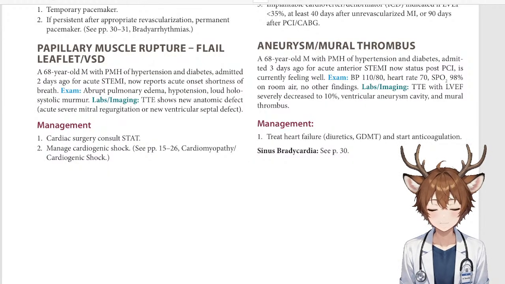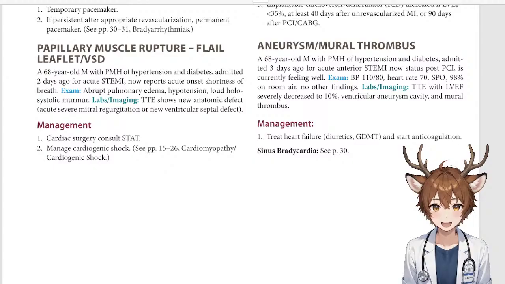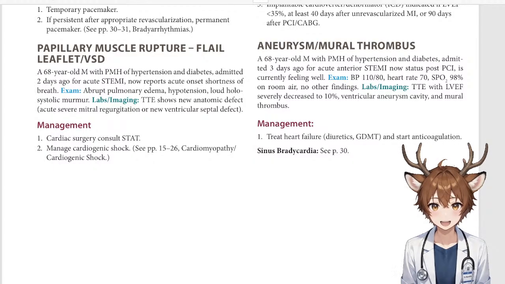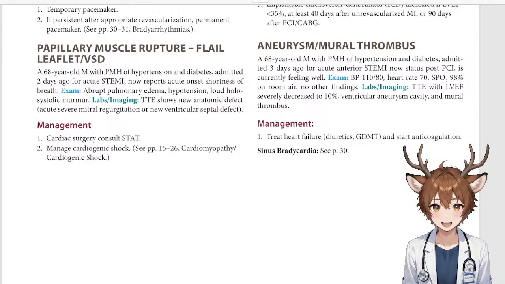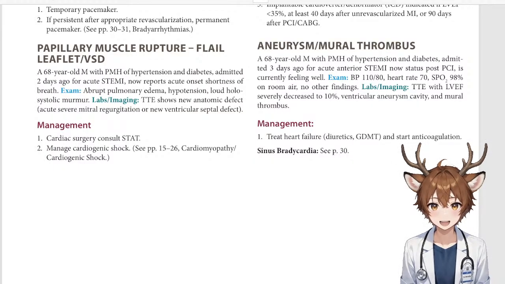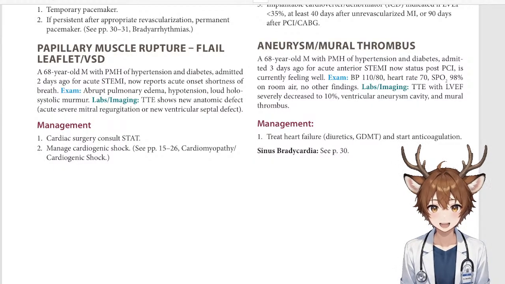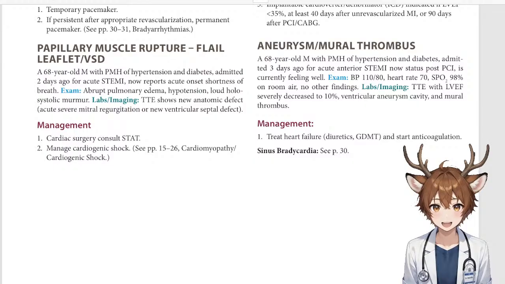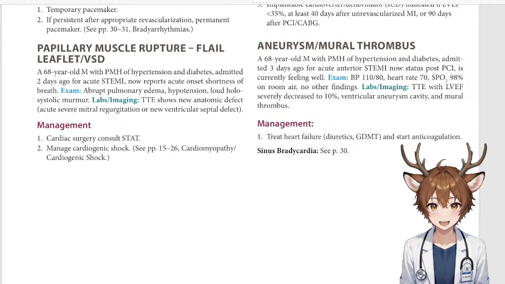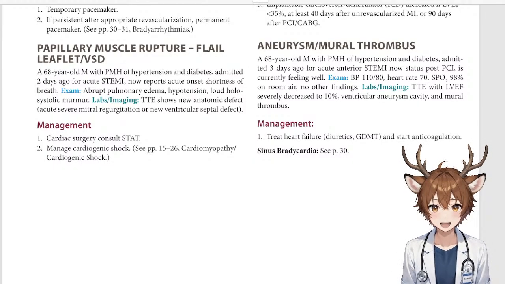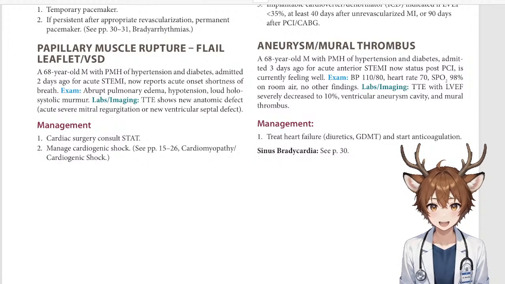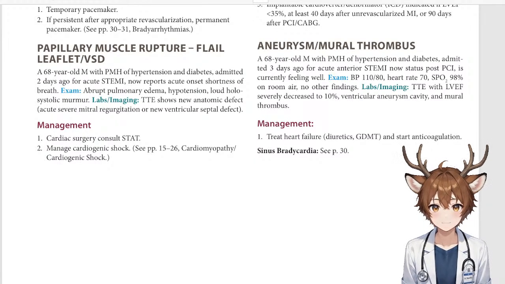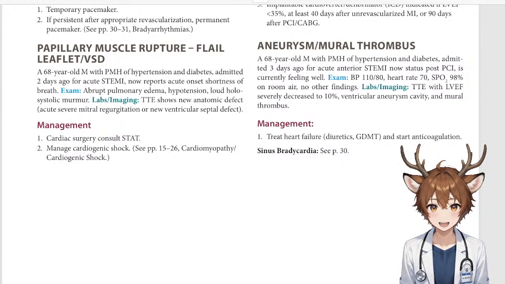Aneurysm/mural thrombus. A 68-year-old male with a past medical history of hypertension and diabetes, admitted 3 days ago for acute anterior STEMI, now status post PCI, is currently feeling well. The exam: blood pressure is 110/80, heart rate is 70, oxygen is 98% on room air, no other findings. Labs and imaging give a transthoracic echocardiogram with a left ventricular ejection fraction severely decreased to 10%. Wow. Ventricular aneurysm cavity, and mural thrombus.